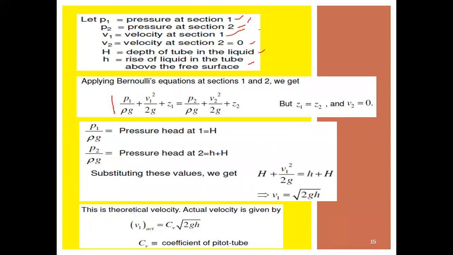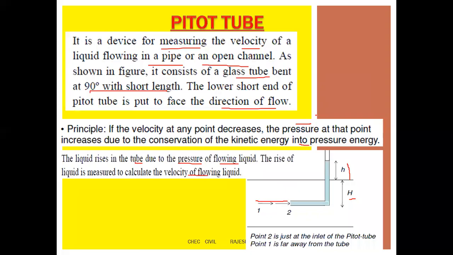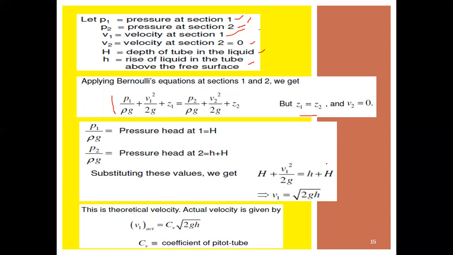Now applying Bernoulli's equation: P1 by rho g plus V1 square by 2g plus Z1 is equal to P2 by rho g plus V2 square by 2g plus Z2. But here the datum line is the same, so Z1 is equal to Z2, and since we are not calculating the final velocity, V2 is equal to 0. Therefore P1 by rho g, the pressure head at 1, is equal to H. Therefore the pressure head at 2 is small h plus H total. Substituting the values in Bernoulli's equation, we get H plus V1 square by 2g is equal to small h plus H, that is, V1 is equal to root 2g h.